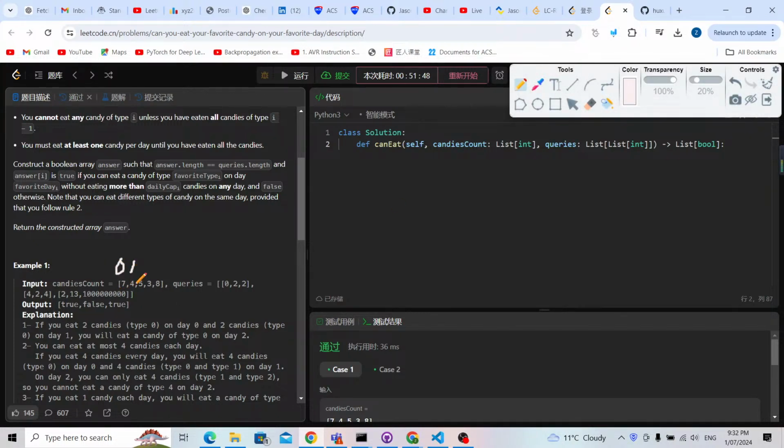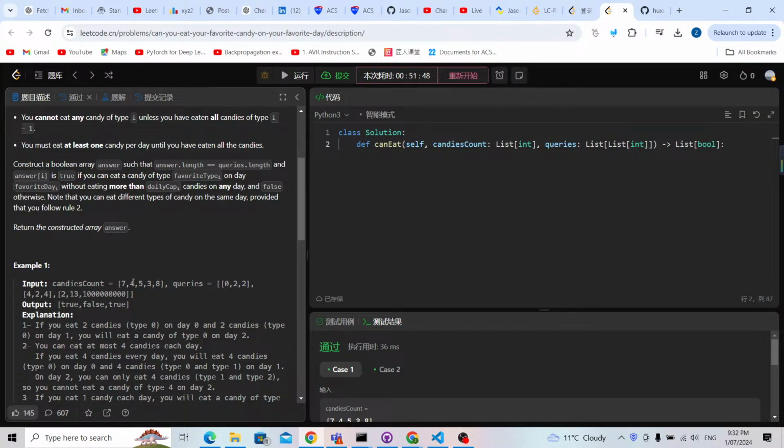For index 1, for type 1, we have 4. And for type 2, we have 5 candies. For type 3, we have 3 candies. And for type 4, we have 8 candies. Yeah. So this is just for the type. So for each of the types, we have the number of candies. So this is the meaning of the candiesCount.